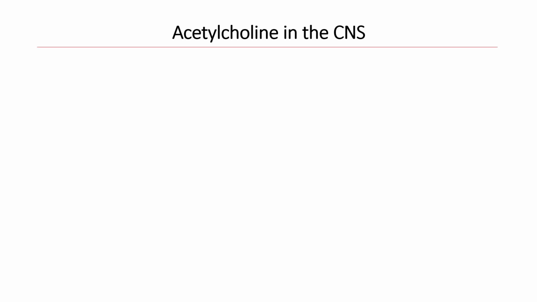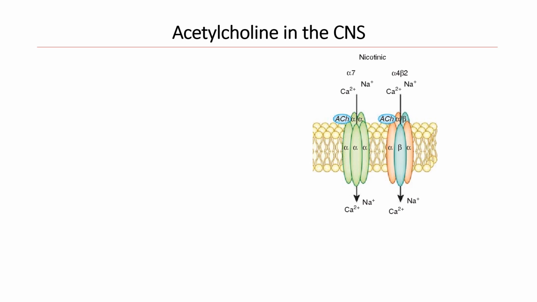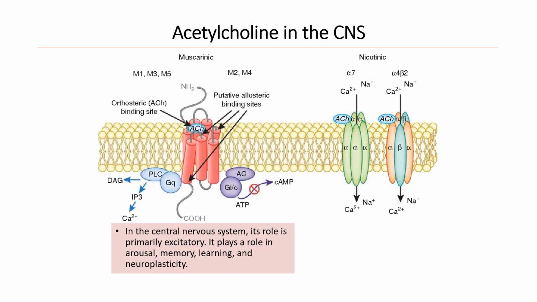Acetylcholine acts on two families of receptors, and each receptor family has several subtypes. One family is ionotropic, and they are called the nicotinic acetylcholine receptor because nicotine also binds to and activates the receptor. Their activation generally results in excitation of the neuron. Another family is metabotropic, and these are called muscarinic acetylcholine receptors.